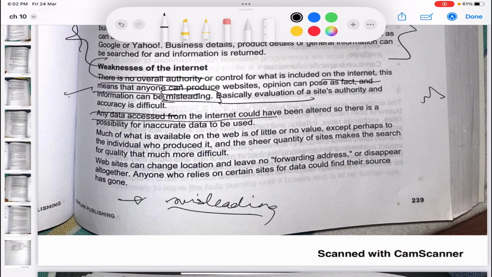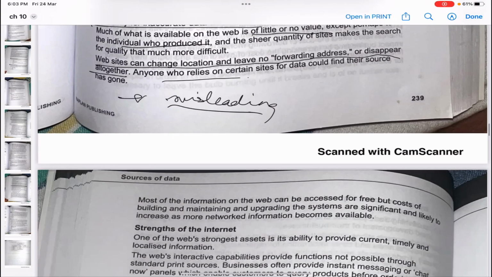Any data accessed from the net could have been altered. So it could have been changed. Anybody can change, right? So then the data which is used can be inaccurate as well. Much of what is available on the web is of no value, except perhaps the individual who produced it. Websites can change location and leave no forwarding address or disappear altogether. Anyone who relies on certain sites for data could find their source has been gone.